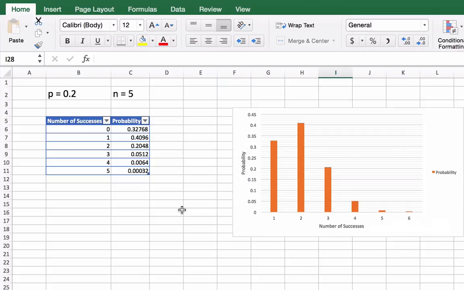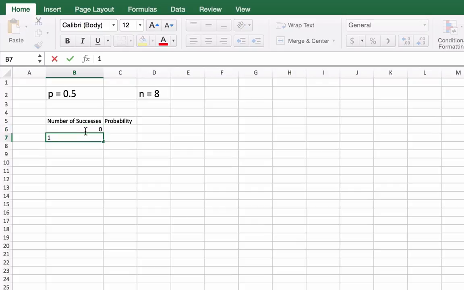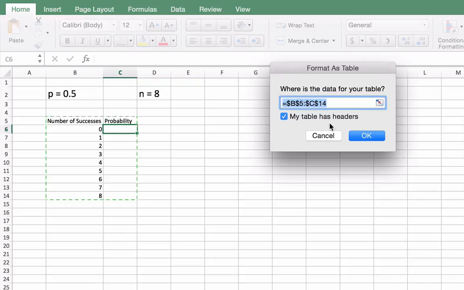Okay, so now we've done that, I'll just run through this quickly again. If the probability of success is 50% and the number of trials is 8, again, we're going to have up to 8 successes and right down to 0 successes. So this would be like flipping a coin, because the probability of heads is 50% and the probability of tails is also 50%. So put this into a chart again.